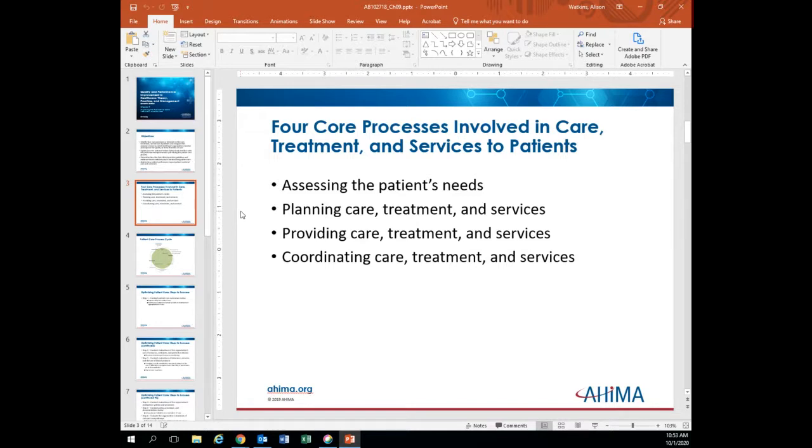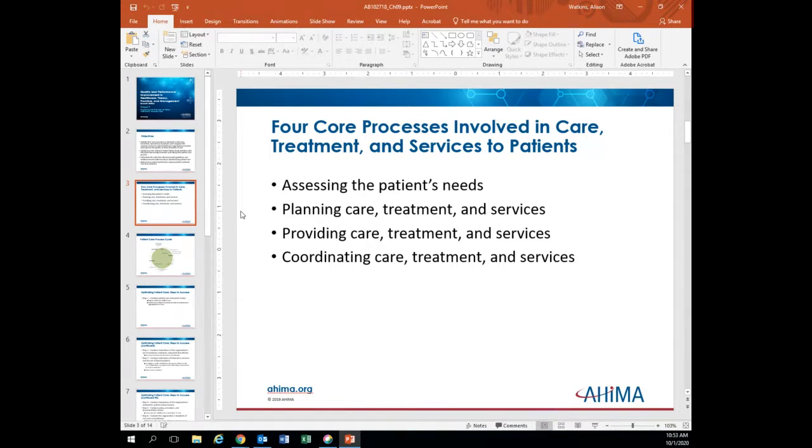So we've got to determine, what are we going to do for this patient? So that's the planning of the care, treatment, and services. And sometimes it'll involve groups of people that are looking at what is the best course of treatment and care, and what services can we provide to that patient.